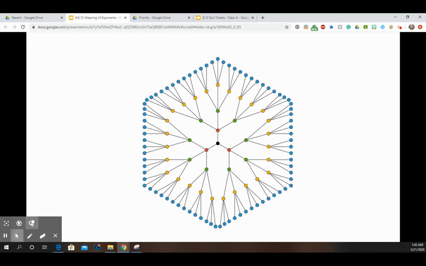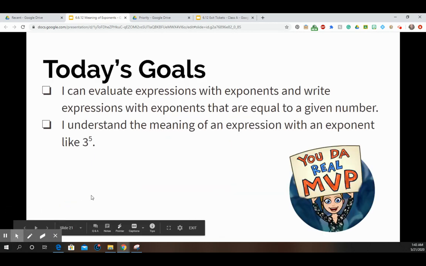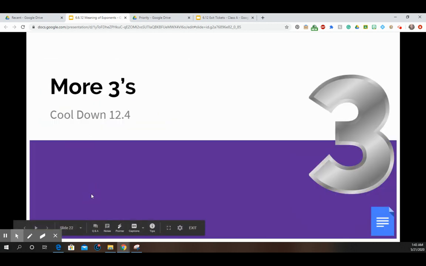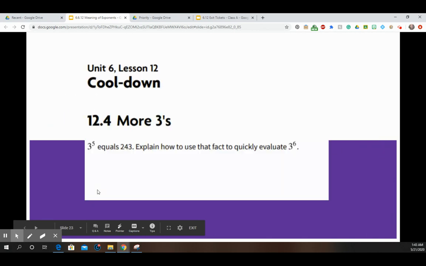All right, let's move on. Okay, so today's goals were to evaluate expressions with exponents and write expressions with exponents that are equal to a given number, and to understand the meaning of an expression with an exponent like 3 to the 5th. All right, so let's go into that cool down here.